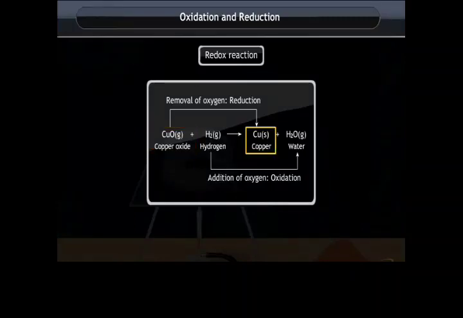Copper oxide gets reduced to copper, and here copper oxide is the oxidizing agent. On the other hand, hydrogen gets oxidized to form water, and here H2 is the reducing agent.